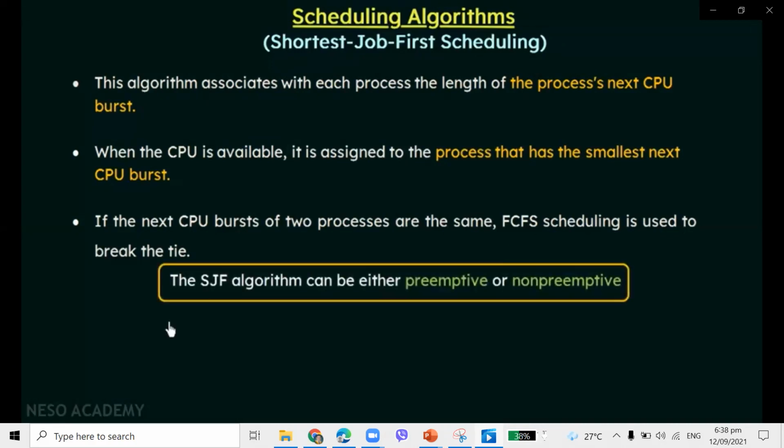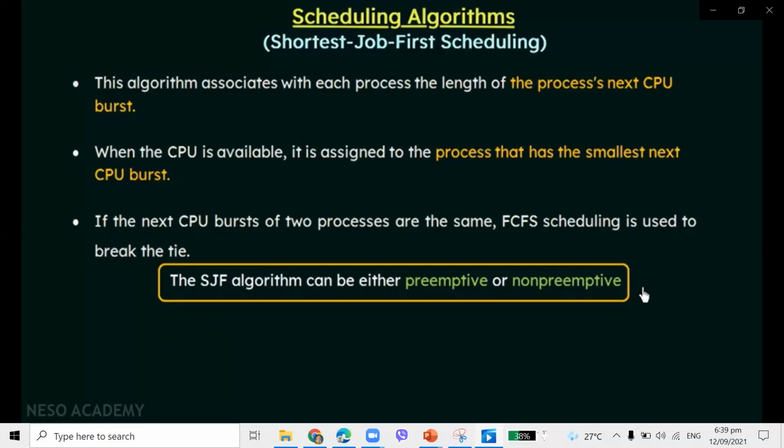Another very important thing we need to know is that the SJF algorithm, the shortest job first algorithm, can be either preemptive or non-preemptive. We have already discussed the meaning of preemptive and non-preemptive. In the previous algorithm we discussed, the first come first serve scheduling algorithm, we saw that it was a non-preemptive algorithm. That means when the CPU is being used by a particular process, that process cannot be preempted.